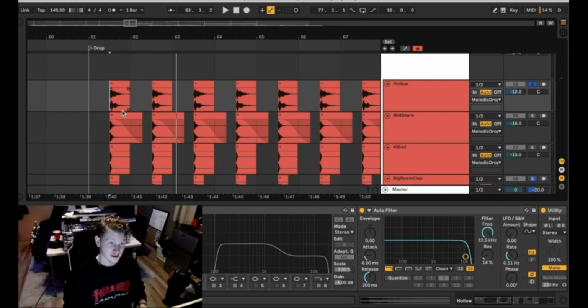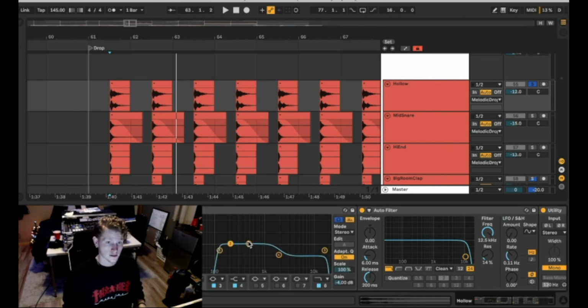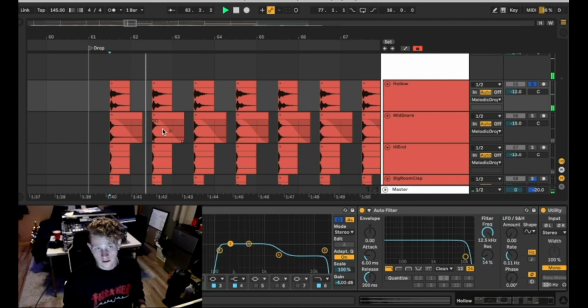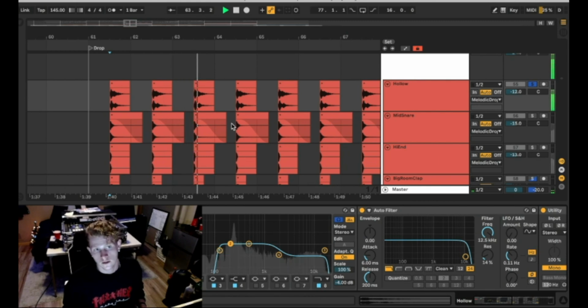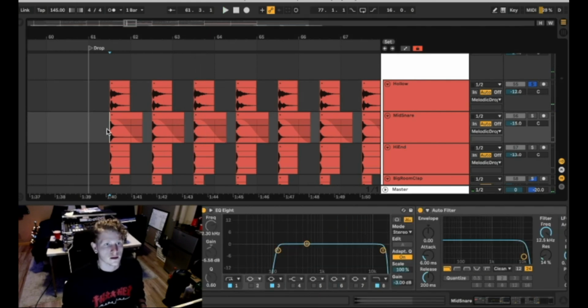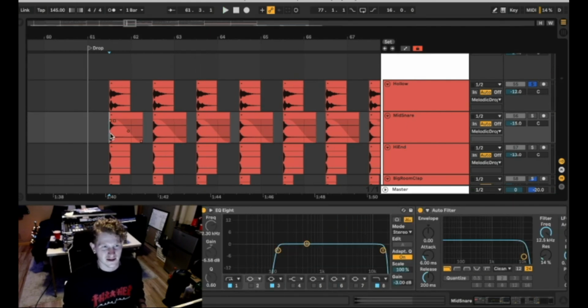The part that I really did like was this part. Doom, doom, that part. So this is what it sounds like with the EQ. The next one, I didn't do too much to.